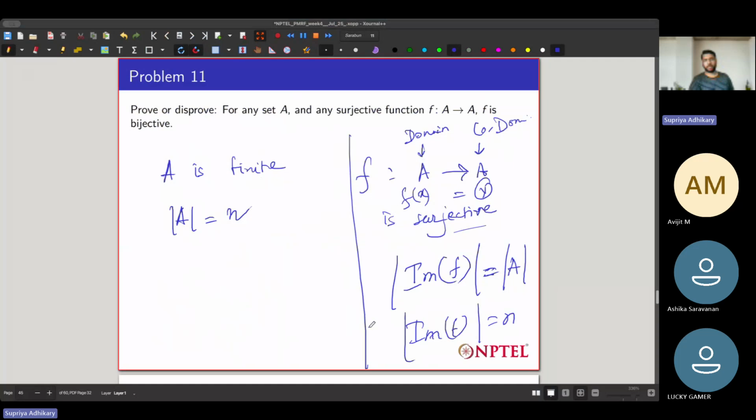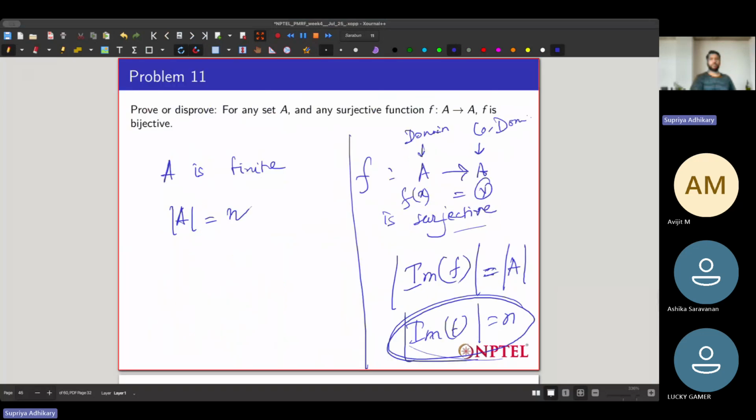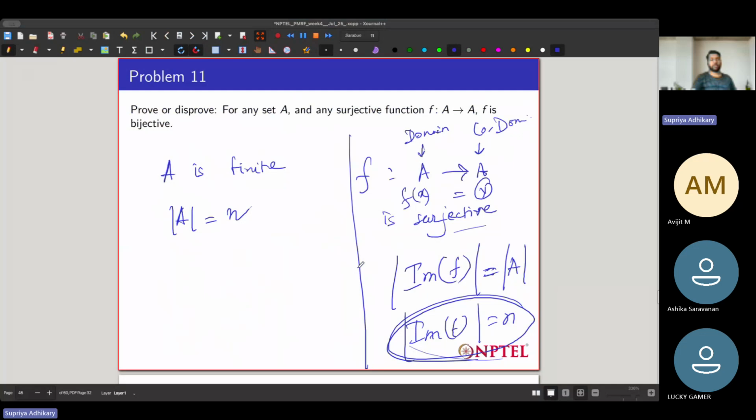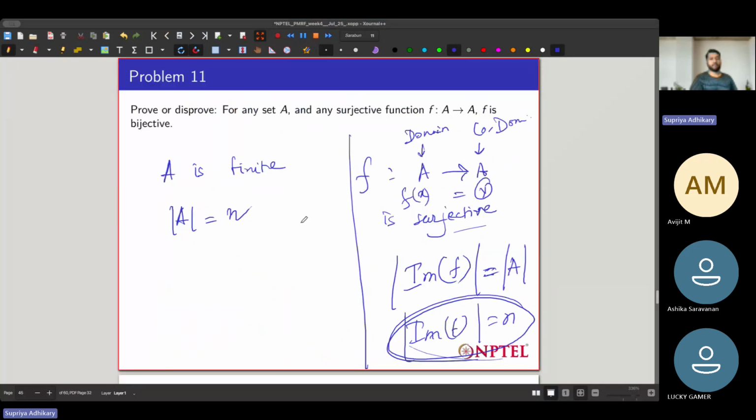Previously, since f was surjective, we already had the result that the cardinality of the image of f is equal to n. So this tells us that n is less than or equal to n minus 1, which is absolutely not true. So this is a contradiction. So our assumption was wrong. Our assumption that f is not one-to-one is wrong. So f must be one-to-one, and f is also surjective. So definitely f is bijective.